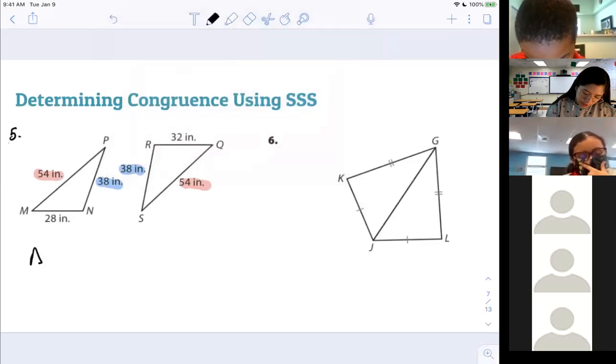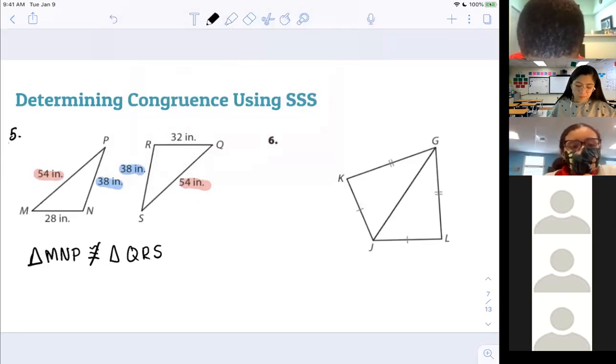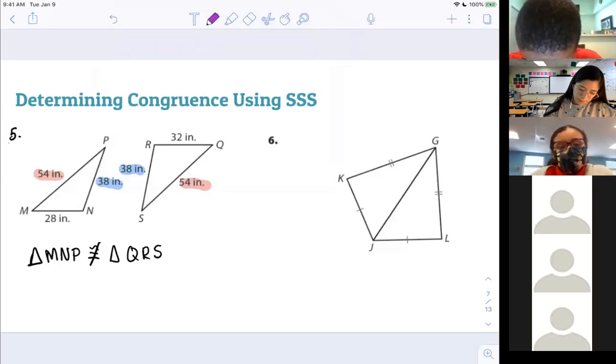So I would say M, N, P is not congruent to R, Q, S. But if N and R, like the angles are equal, then they would be congruent, right? Because of side angle side. If the angle, yeah. So which one would have to be equal? N and R?